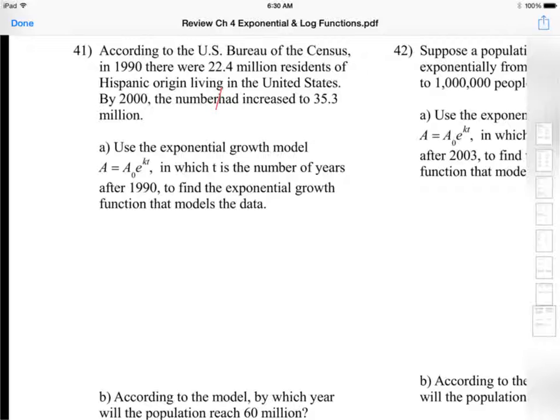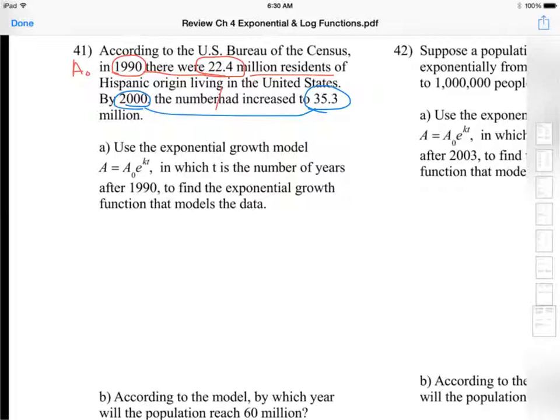I want to pull out the important information. So 1990 and 22.4 million residents are going to go together. And then we also have some other numbers. So 2000, we see 35.3 million, and those two numbers are going to go together. That first one's going to be my A0 information.